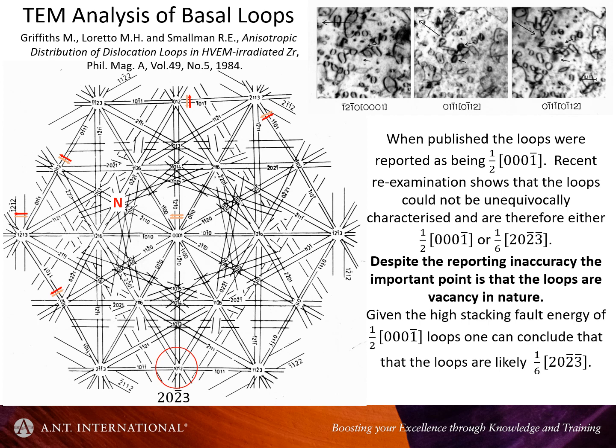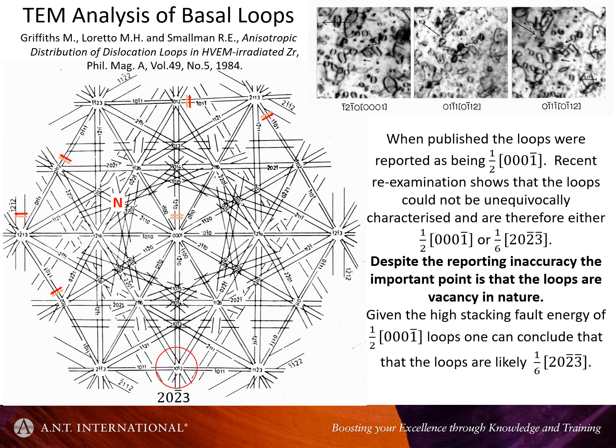I was missing one piece of information, which was information I would get from this region. But because my foil normal was here, I could only get to a certain part of the Kikuchi space in order to do the analysis. So what that meant is that what I'd have to say is that the loops are either half O bar 1 or 6-2 O bar 2 bar 3. The important thing is not the Burgers vector. The important thing is that they're vacancy loops.